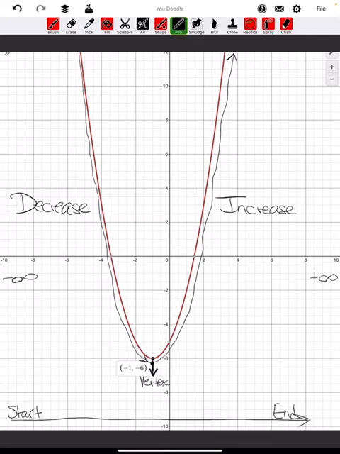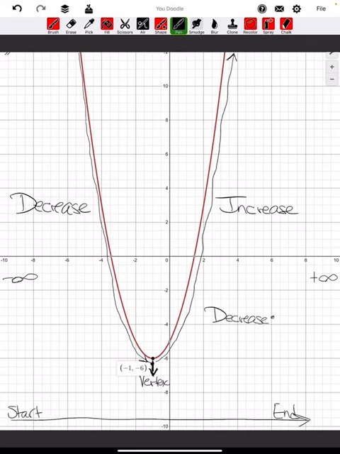Now, this is going to be very important not only for this unit, but also when we get into graphing polynomials in our next unit. All right. So now we've defined the parts where the graph is going down and where it's going up as we move from the left side to the right side. Now, to document this, we're going to write decrease.